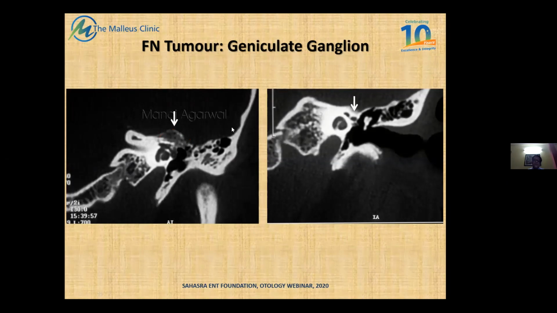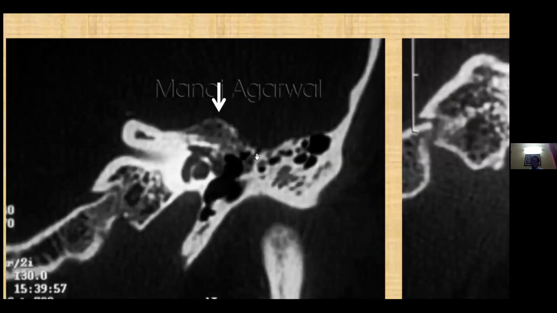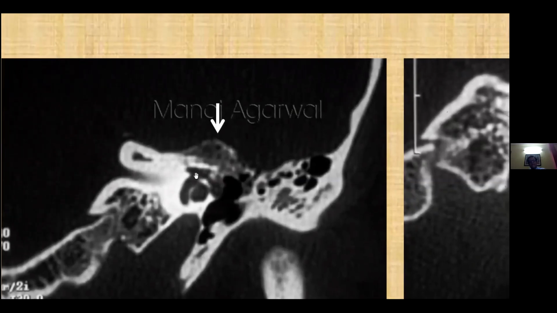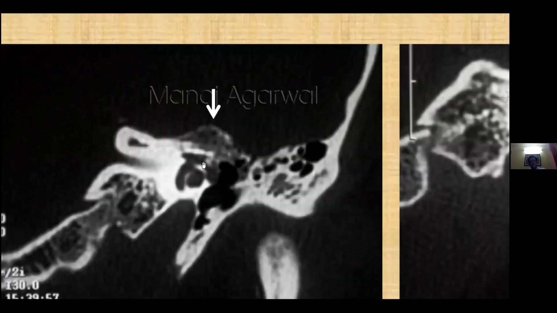But more important than that, what is it that I want to show you? I want to show you the intralesional calcification, giving it a spiculated or salt and pepper appearance. But more importantly, I want to show you the erosion into the basal turn of the cochlea. You can see that the basal turn of the cochlea, this entire part, is the tumor. The tumor is not ending here. This entire part is the tumor. So this tumor is eroding into the basal turn of the cochlea.